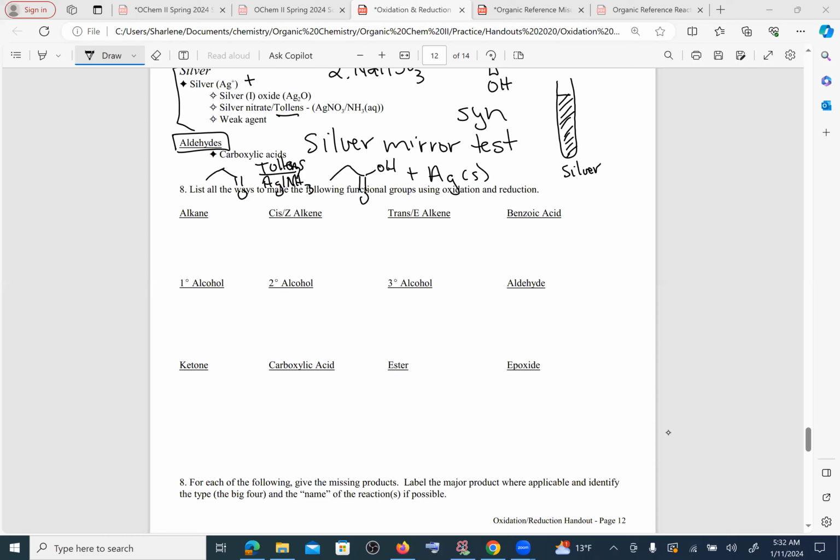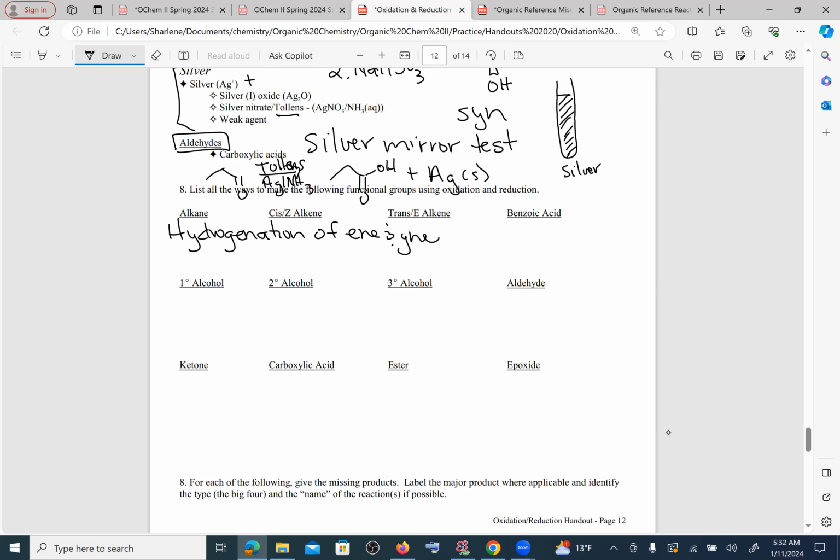All right, so question number 8. This one is basically you going backwards and saying, how could I make an alkane? Now I'm limiting it for this to only oxidation and reduction. So if I was just to do it off the top of my head, I would say hydrogenation of alkenes and alkynes. You will probably go back and look at your reference sheet at the oxidizing products and the reduction products, and you would list every way there is to make an alkane.